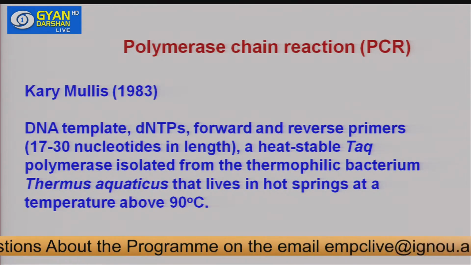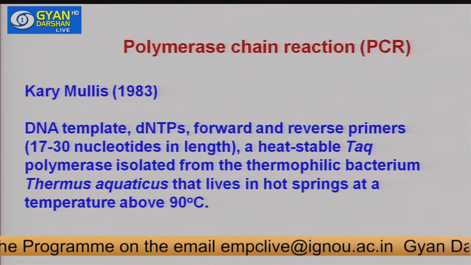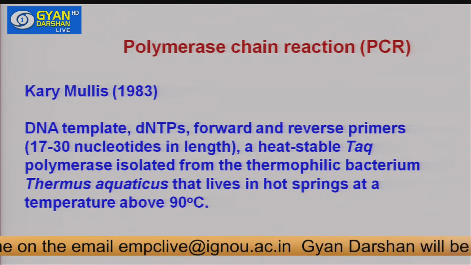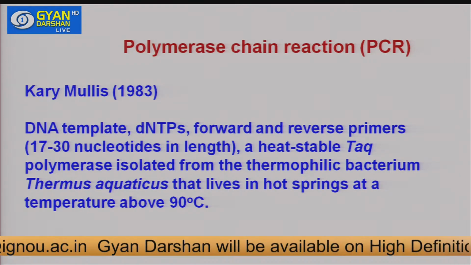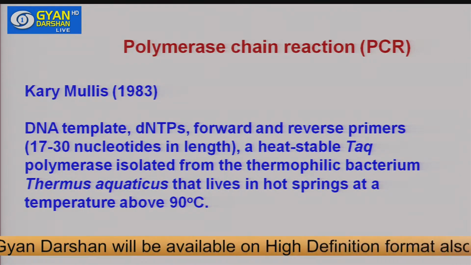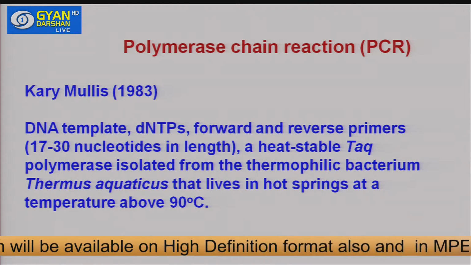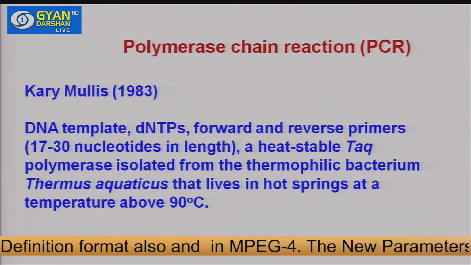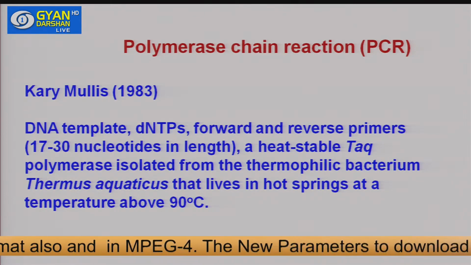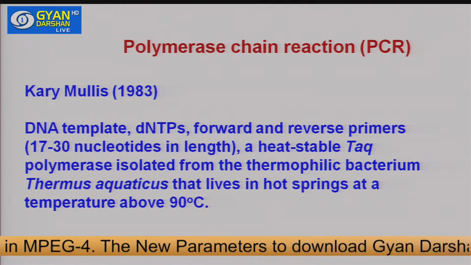That is DNA template, dNTPs, forward and reverse primers, 17 to 30 nucleotides, and the unique part is that you are using a heat stable Taq polymerase, which is isolated from one thermophilic bacterium, Thermus aquaticus, which actually resides in hot springs, and it survives temperature of about 90 degrees centigrade.